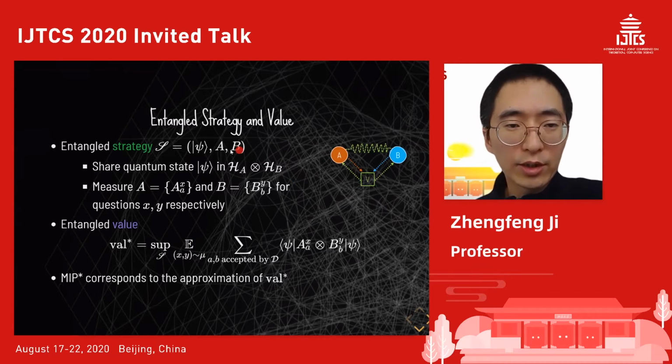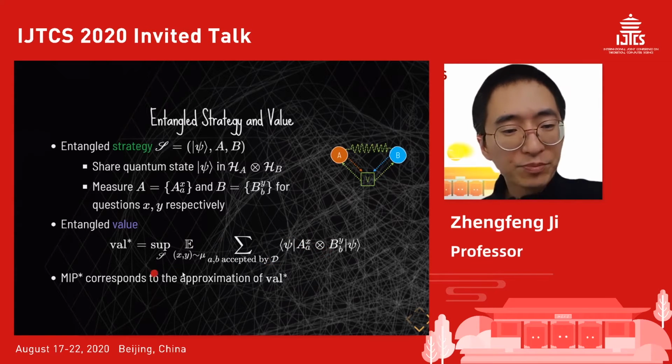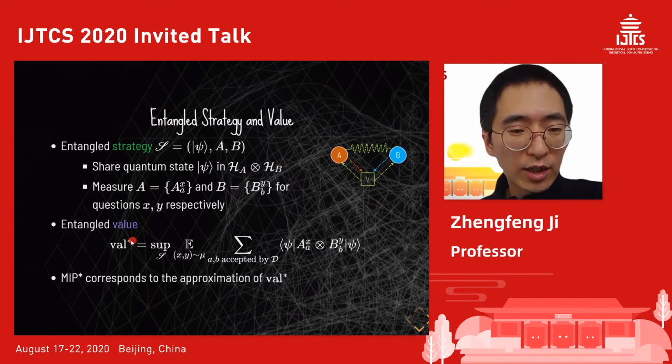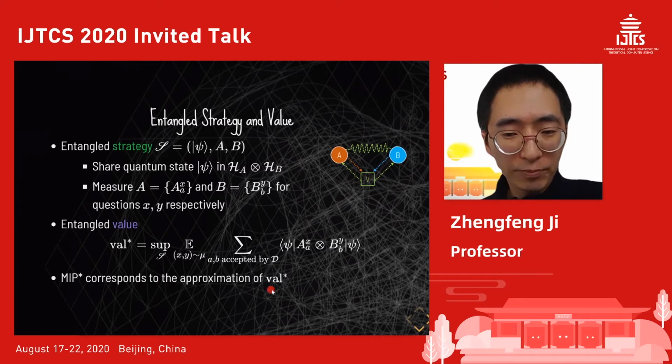the entangled strategies that the provers can choose and use. So it's a supremum over strategies of the expectation. That's the expression that in quantum mechanics we know gives the probability that the verifier would accept. So basically, this is a number between 0 and 1, and it's the winning probability of the provers. And MIP star is then the class that corresponds to the approximation of this value.